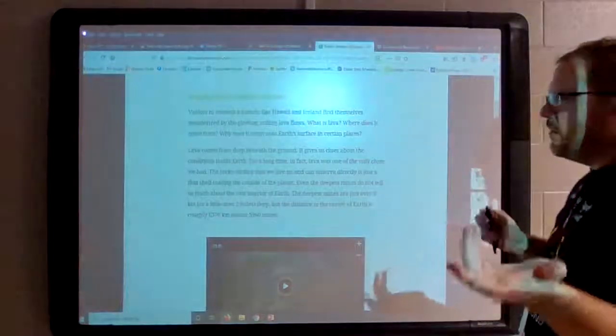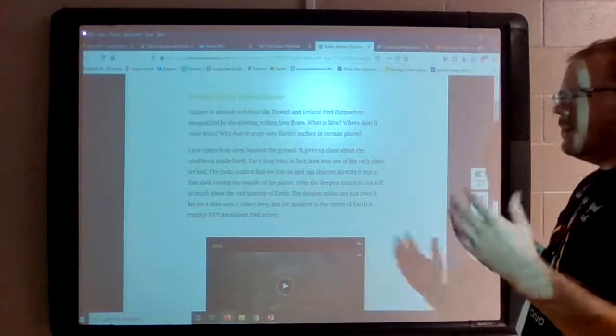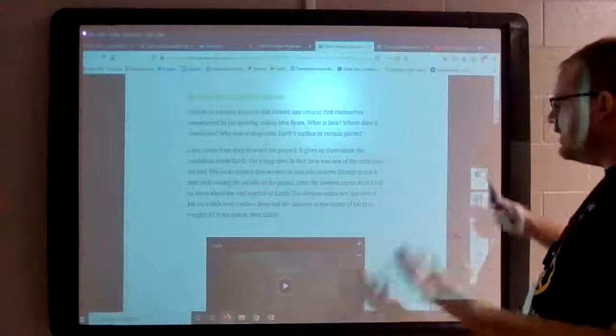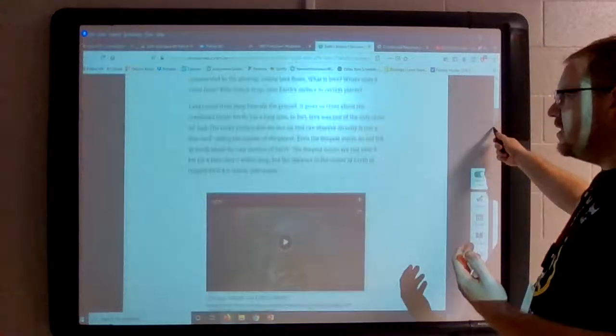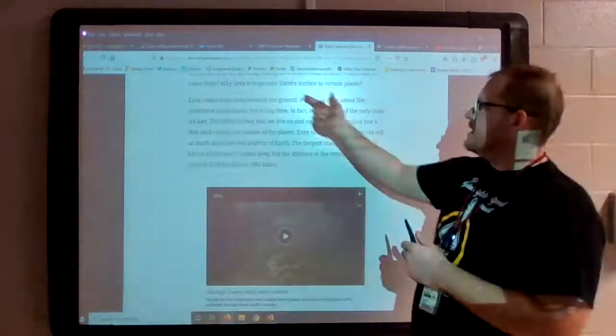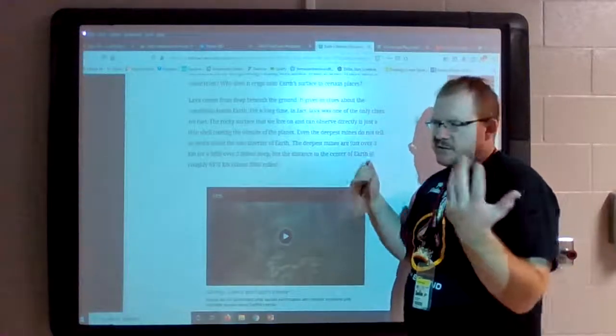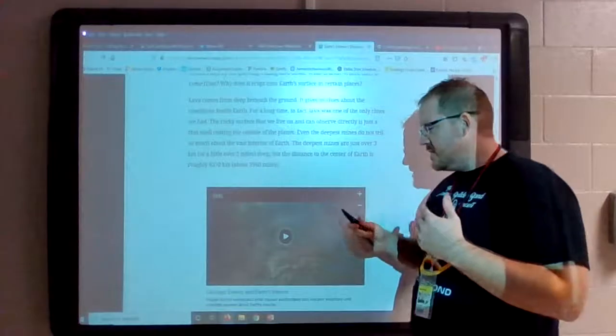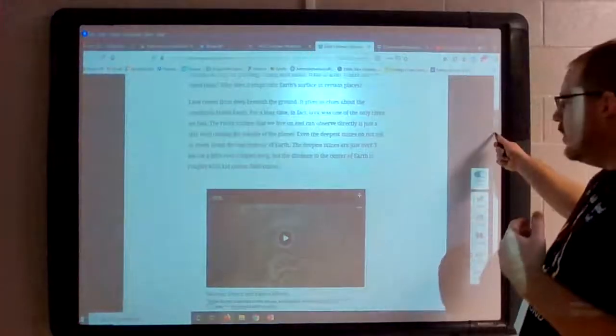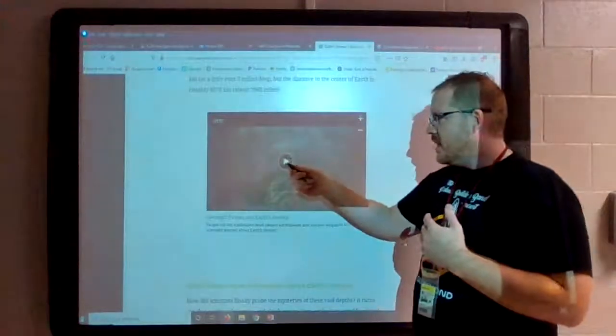I mean, we obviously know what lava is. Where does it come from? It comes from below the ground in the superheated parts of the Earth. And why does it erupt onto the Earth's surface in certain places? Because there's pressure behind it and there's holes in the ground, and that allows it to come to the surface. So really quickly, I might talk over it a little bit.